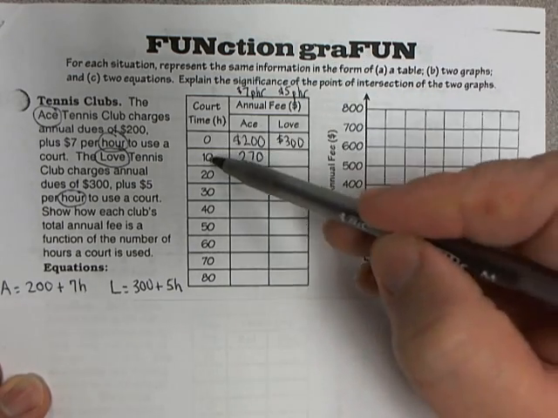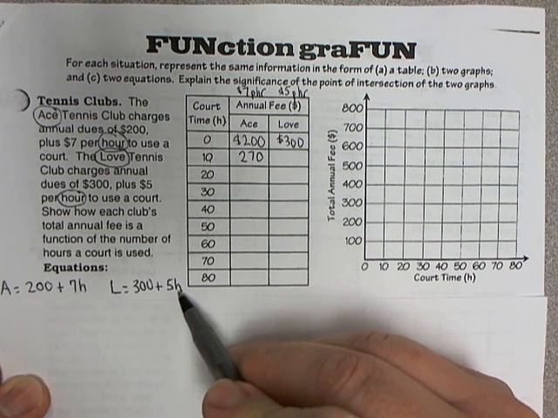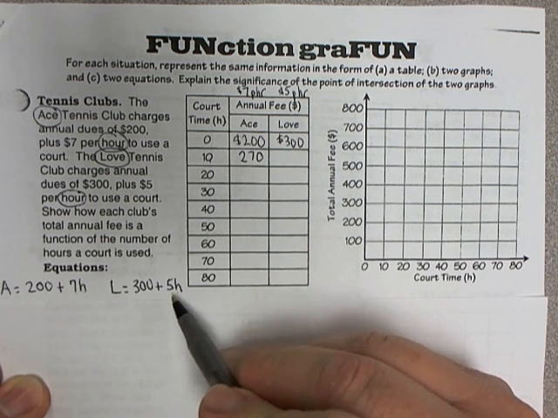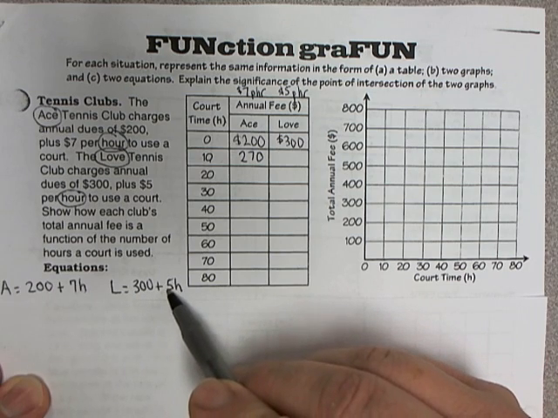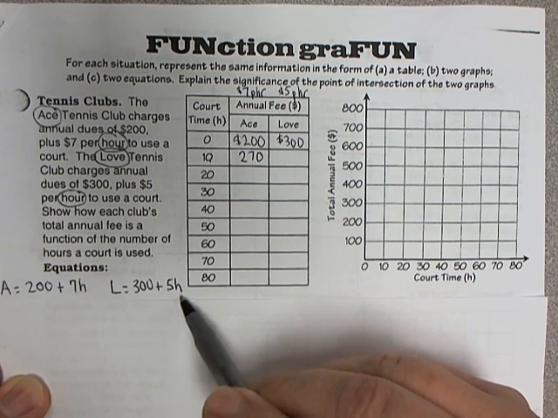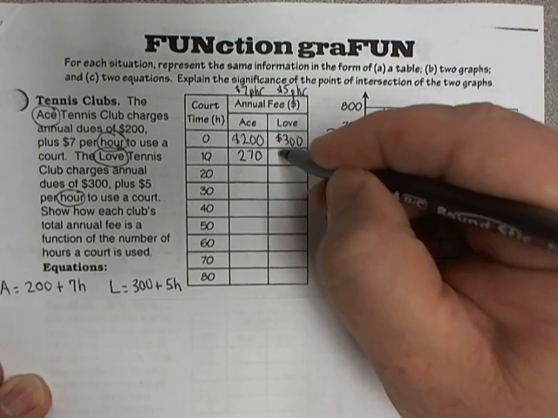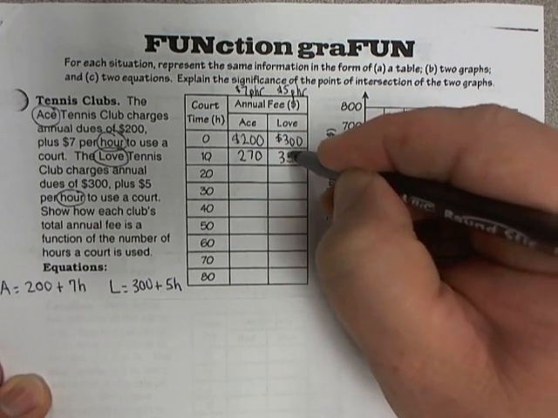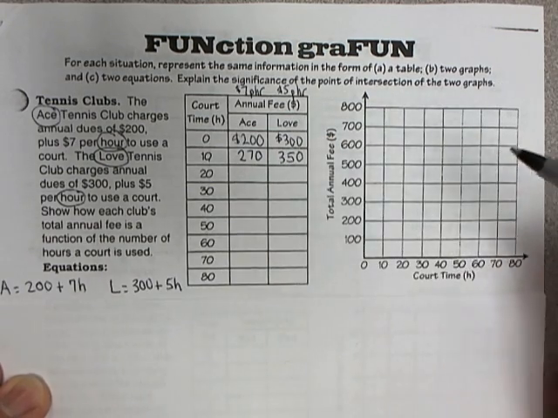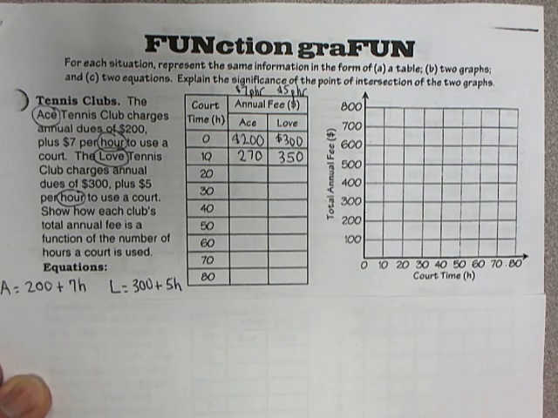Now let's do the same thing. Let's substitute 10 in for H in the Love Tennis Club equation, and we get 300 plus 5 times 10. 5 times 10 is 50, plus 300 is 350. Okay, go ahead and use the same strategy to complete the rest of the table.